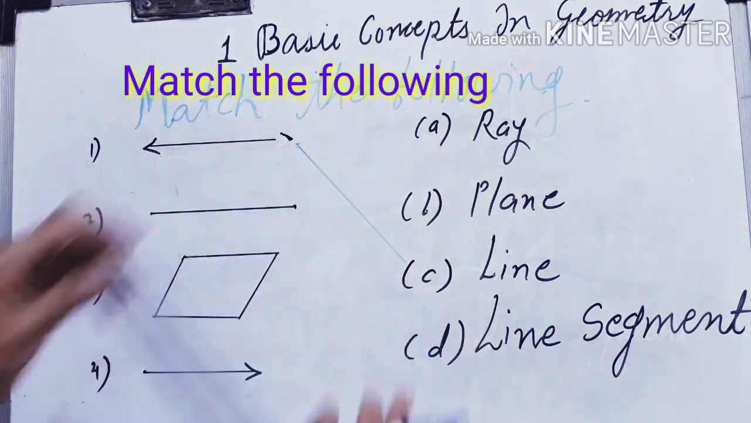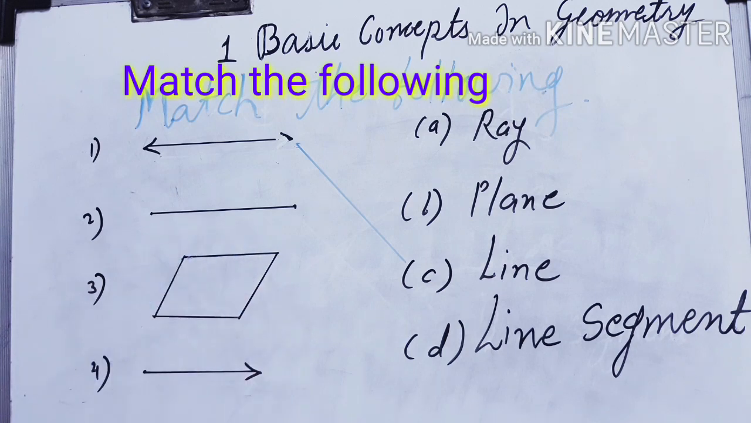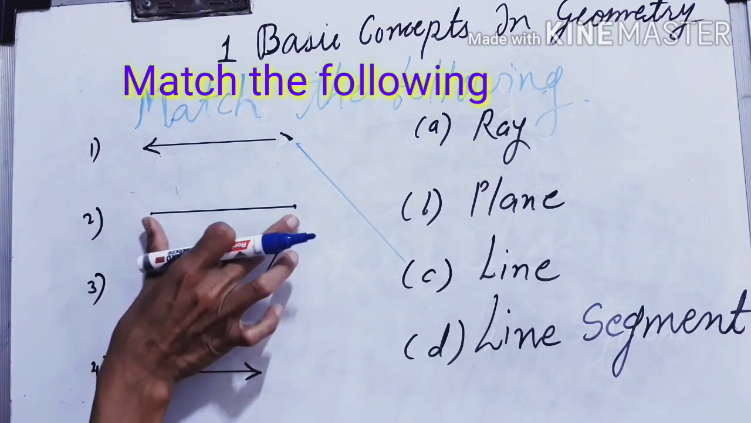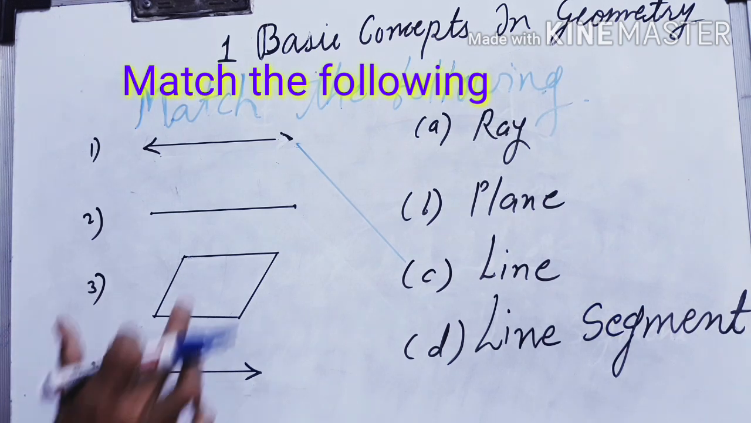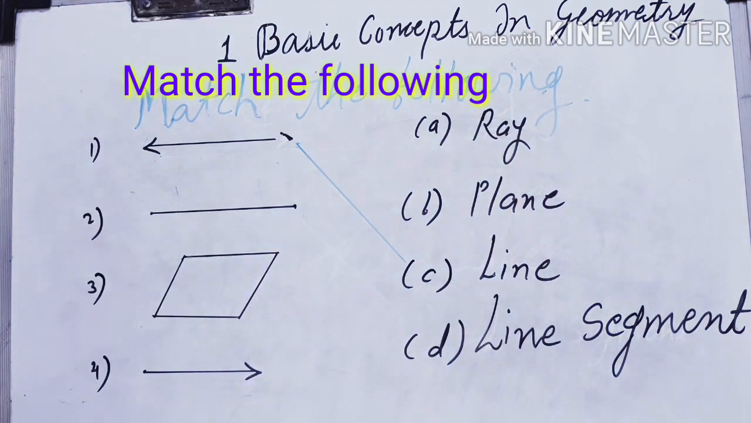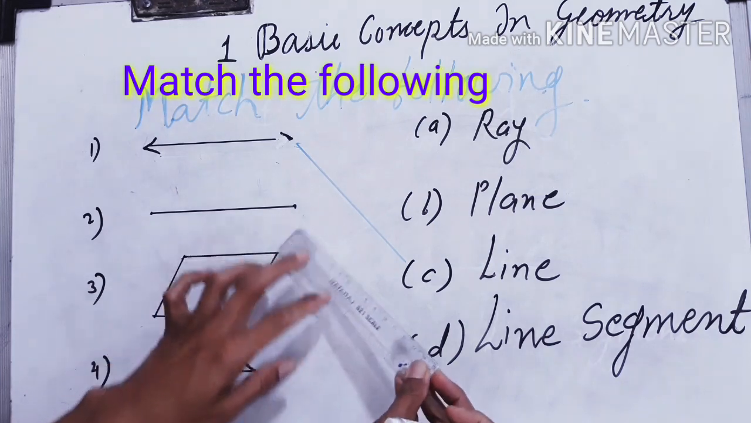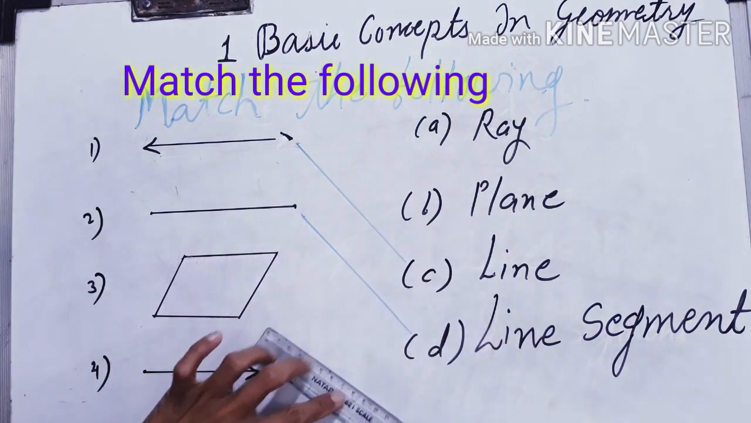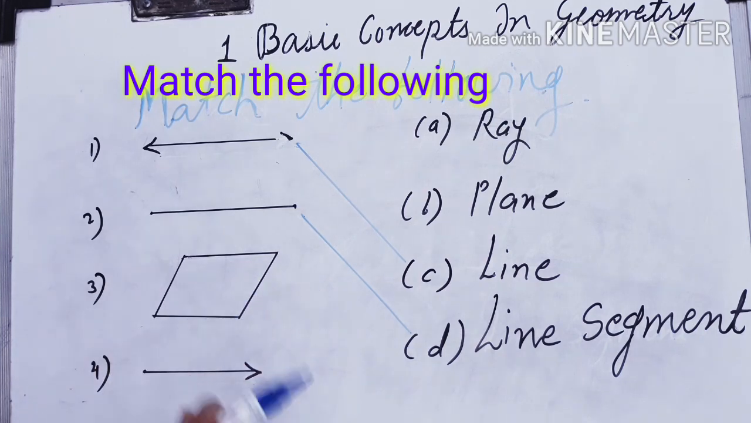Second figure. Observe this figure. Here both sides dots are there. That means here end points are there. That means this is the figure of a line segment. Yes, because it has two end points. A line segment has two end points. So that is the line segment.